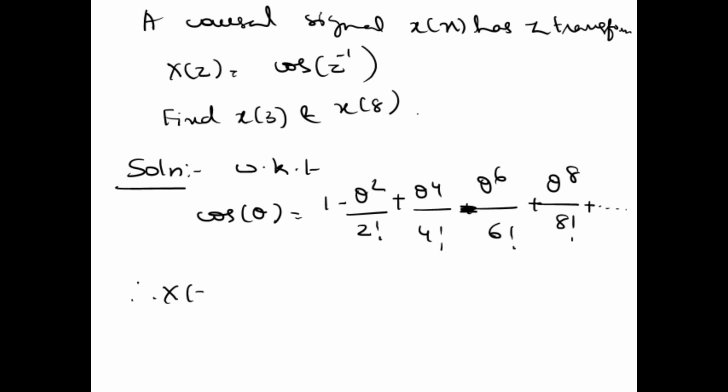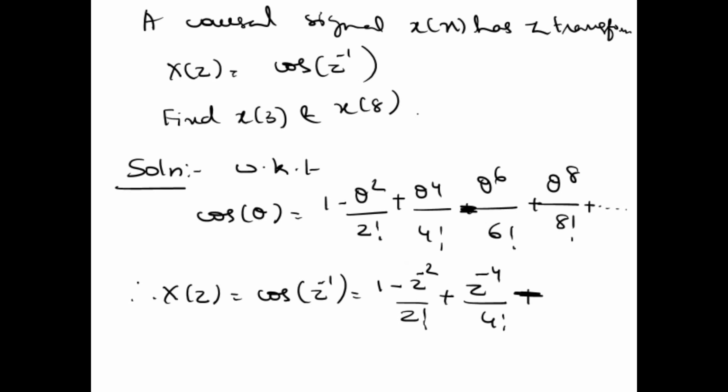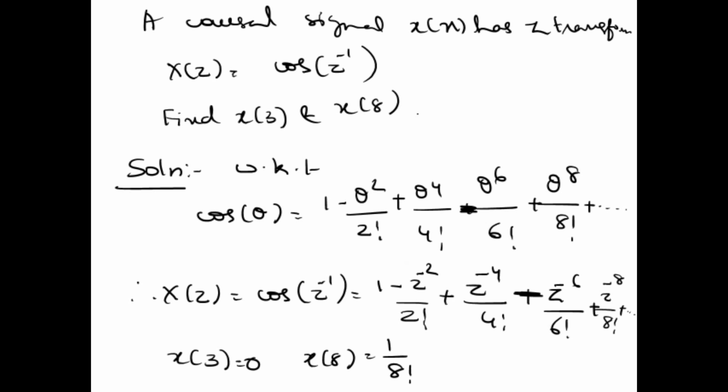Therefore, x of z is equal to cos of z inverse, which is equal to 1 minus z to the power minus 2 divided by 2 factorial plus z to the power minus 4 divided by 4 factorial minus z to the power minus 6 divided by 6 factorial plus z to the power minus 8 divided by 8 factorial plus so on. Then comparing this equation with the power series expansion equation, we get x of 3 is equal to 0, there is no term, and x of 8 is equal to 1 divided by 8 factorial, which is equal to 1 divided by 40,320.